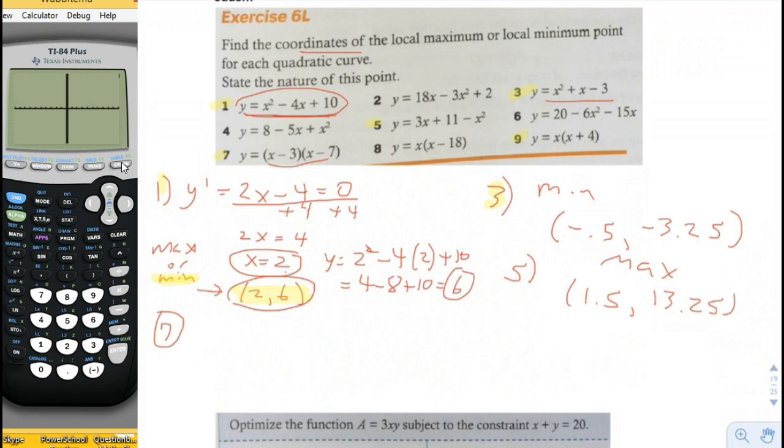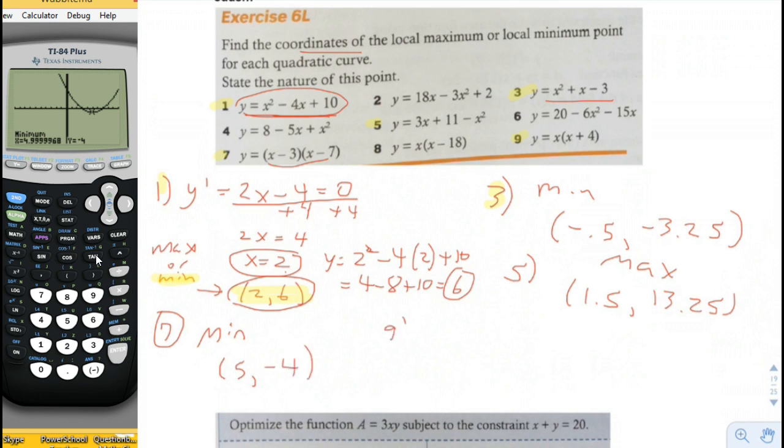Graph it. And then there's obviously a minimum here, so we do second calc, minimum, left bound, we go, oh, that's fine, that's way left. And then we go a little bit to the right of the minimum, hit enter, guess. Okay, so this is going to be a minimum, and it's 5, comma, negative 4.